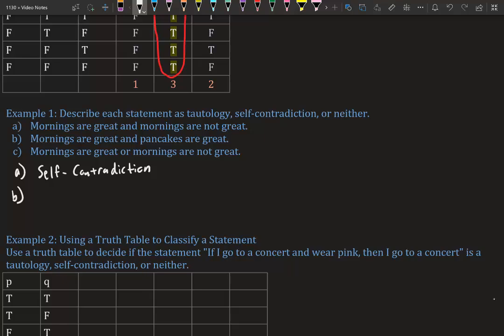Alright, B. Mornings are great and pancakes are great. That's neither. That's up to the person if that's true or false. That's not a tautology. That's not always true. Some people don't like pancakes. Some people don't like mornings. So that's neither.